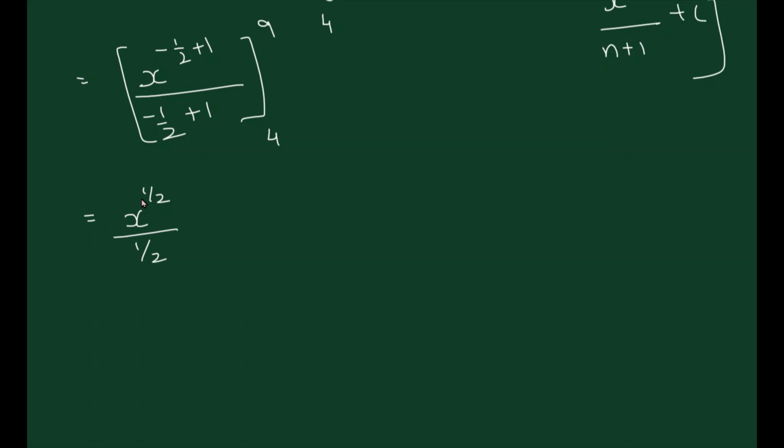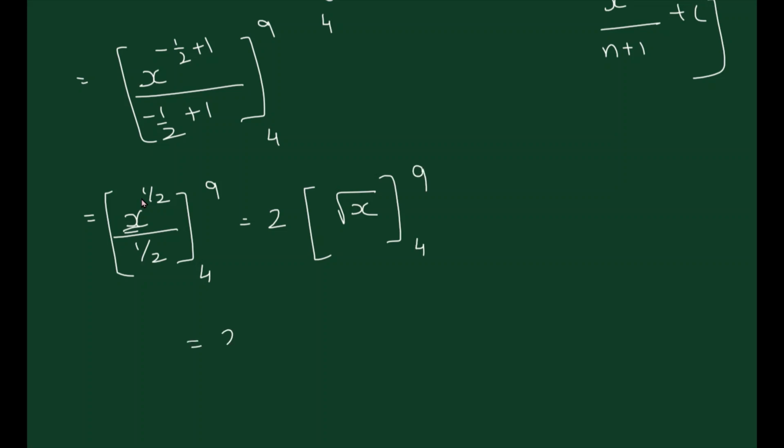upon half, from 4 to 9. Now upon half we can write it as 2 in the numerator, as it becomes a reciprocal, as you know. x raised to half can be written as root x. So we get 2 root x from 4 to 9.